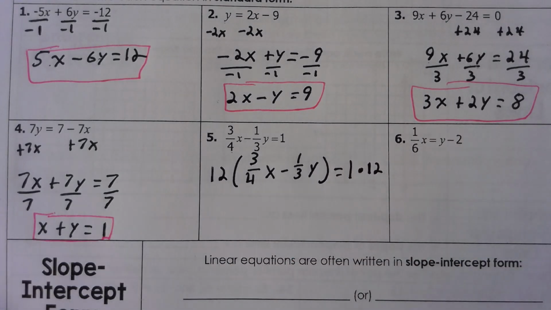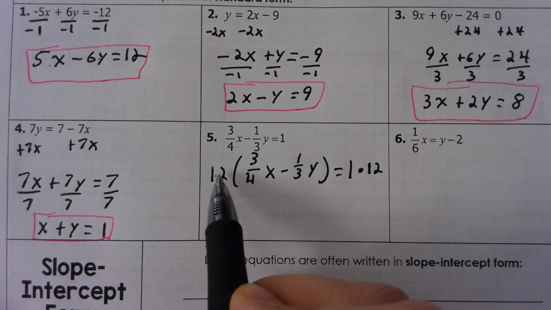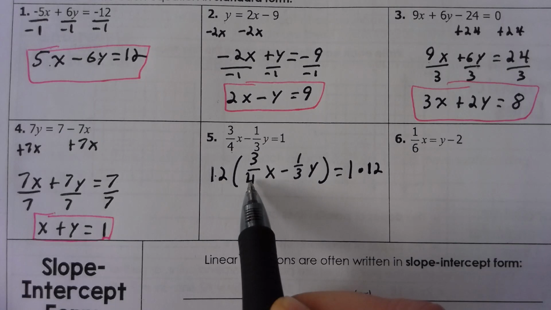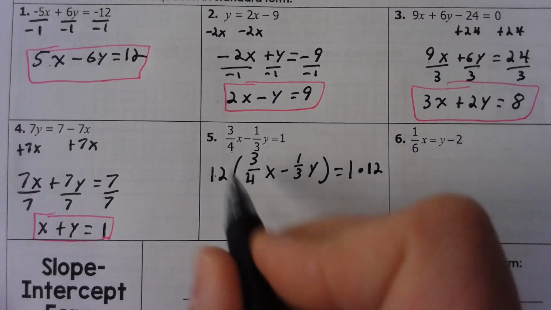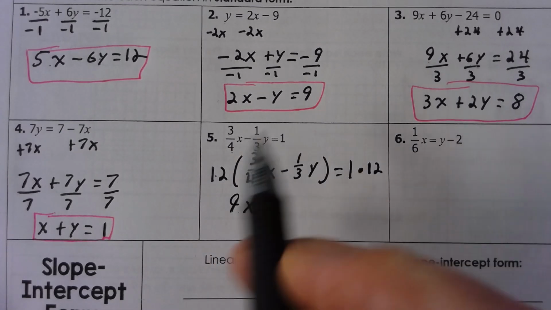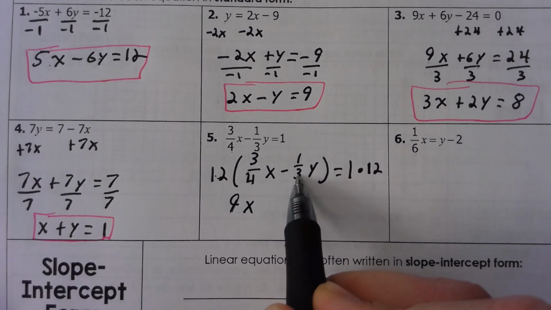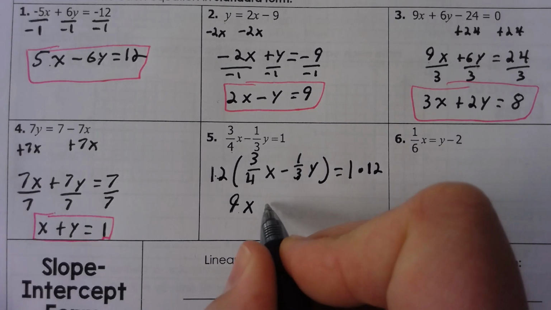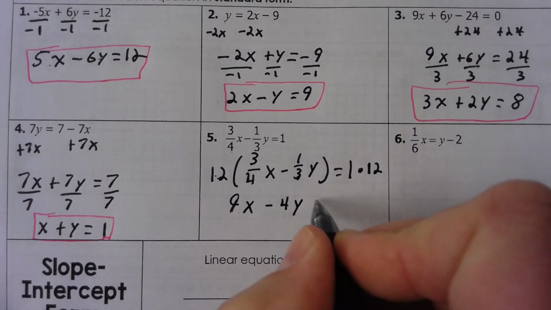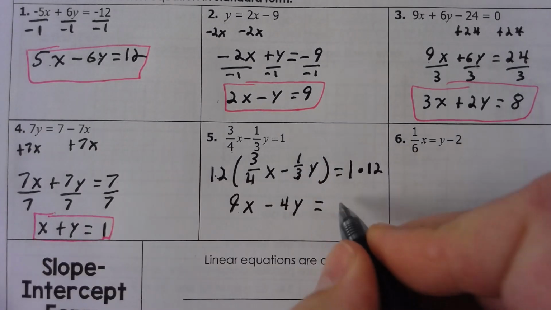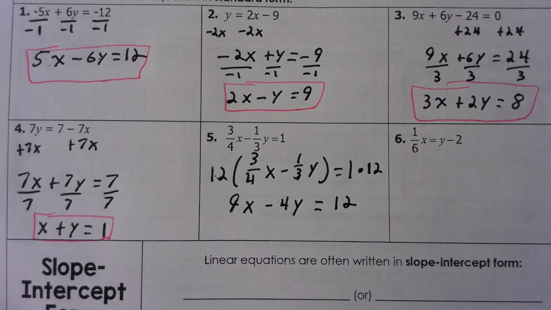All right. So 12 times 3/4. 12 divided by 4 is 3. 3 times 3 is 9. So 9x. And then 12 divided by 3 is 4. So 4 times 1 is 4. So minus 4y. And that is equal to 12.